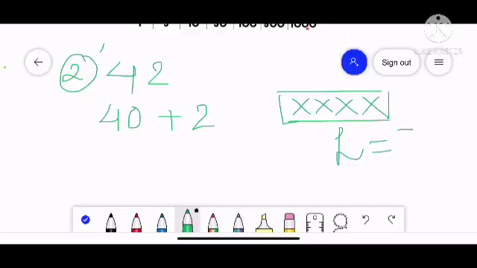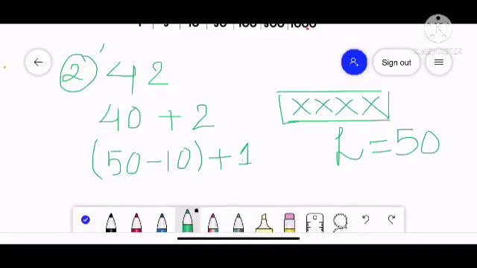What is the value of L? That is 50, but we have to make 40. So what we are going to do? We are going to subtract 10. Now plus, and 2 can be written as 1 plus 1.